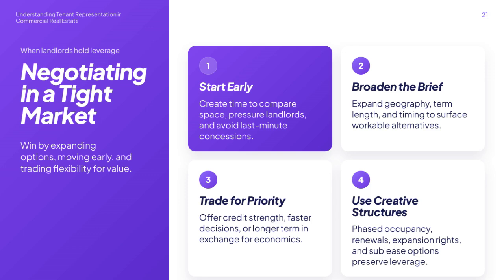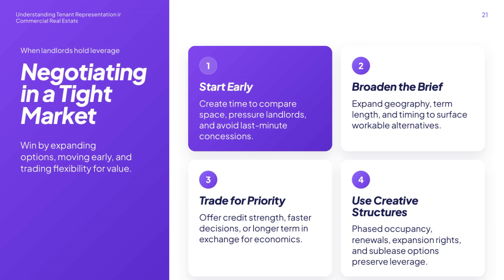Third, consider trading flexibility for priority. This could mean offering your credit strength, agreeing to faster decision-making, or committing to a longer lease term in exchange for more favorable economic terms. Finally, use creative structures such as phased occupancy, renewal options, expansion rights, or subleasing possibilities. These tactics help maintain your leverage and adaptability throughout the lease term.